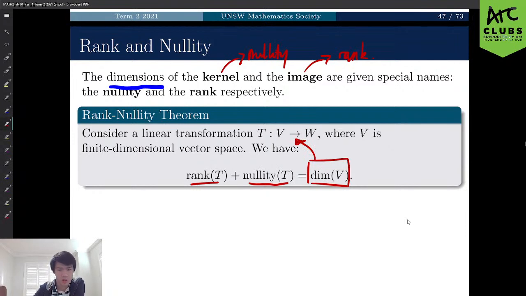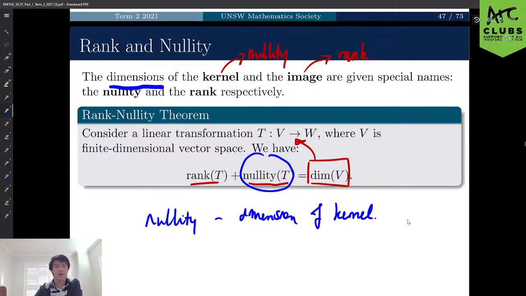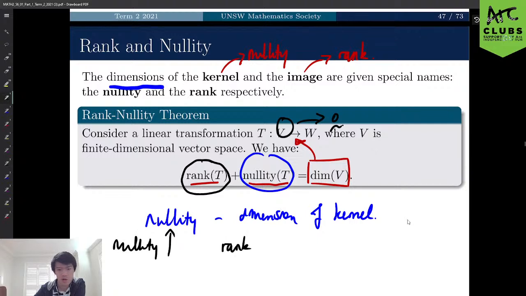And this kind of makes sense, right? Because if we have a lot of vectors mapping to 0, remember the nullity is the dimension of the kernel. If this thing is really high, then a bunch of our vectors in V are all mapping to 0. So there aren't many vectors left to map to other numbers, which is why our rank will be quite small. Let's just write this out. Nullity increases, and it means our rank will decrease because we have a ton of vectors mapping to 0. So not many vectors left to map to other things, which is why our image has a small dimension.